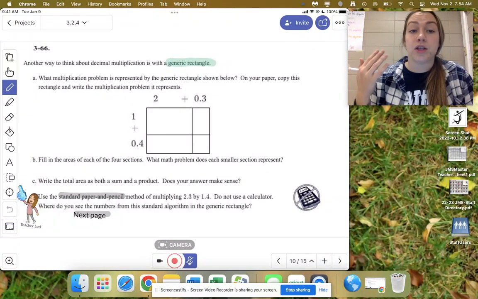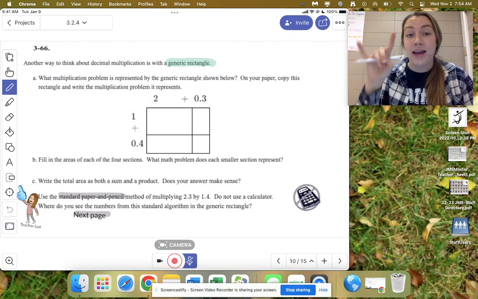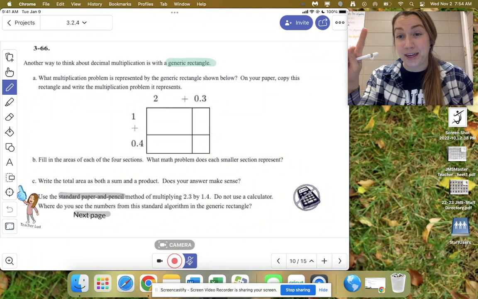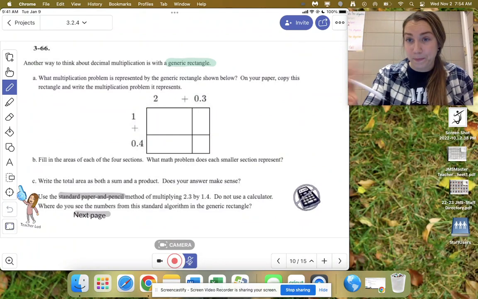Let's look at it. So just like any other generic rectangle, we have one number on the top and one number on the side. And we broke it up in two parts so it makes it a little bit easier to do. And so to say the problem, we just have to put them together. So 2 plus 0.3 is going to be 2.3.